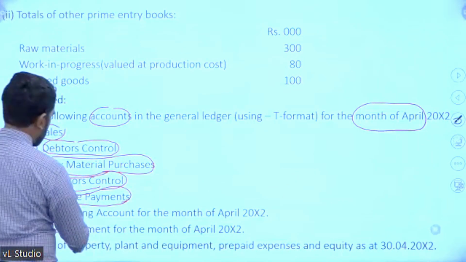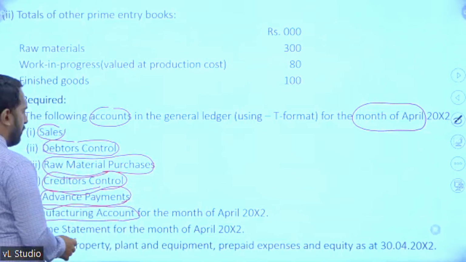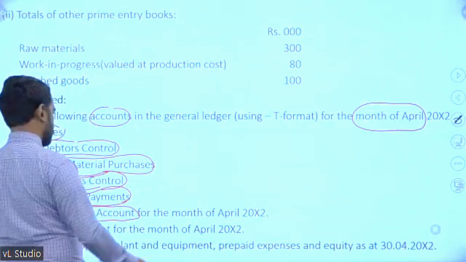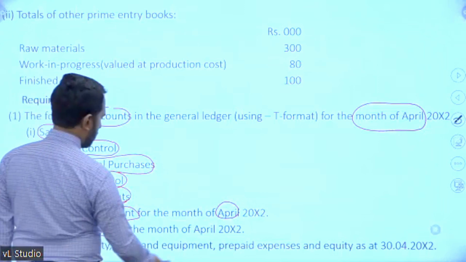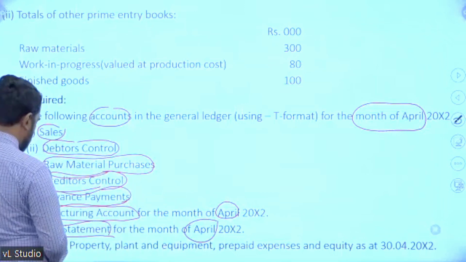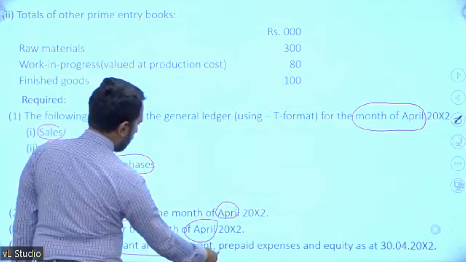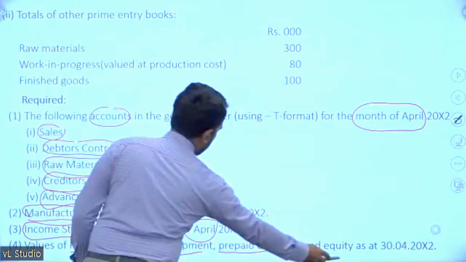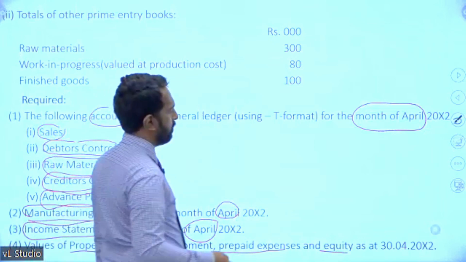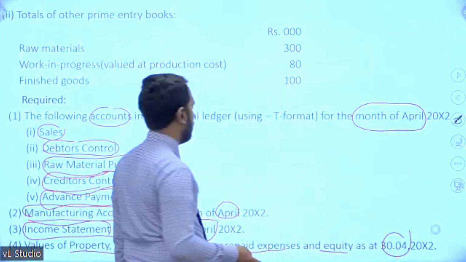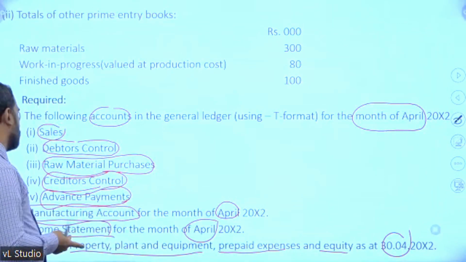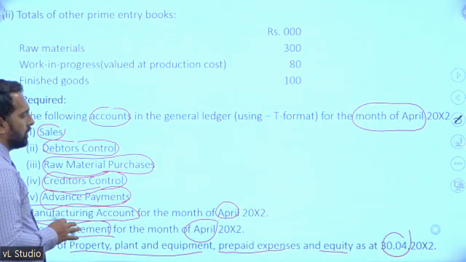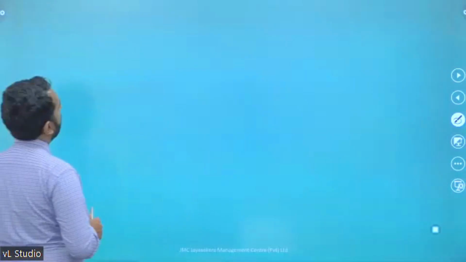Then you are supposed to prepare the manufacturing account for the month of April. Then you are supposed to prepare the income statement for the month of April. Then the value of the property, plant and equipment, prepaid expenses and equity as at 30th April. Right? So sales account, debtors control account, raw materials purchase account, creditors control account, advance account, manufacturing account, income statement, PPE, prepaid expenses, and the equity balances. We'll start from the beginning.